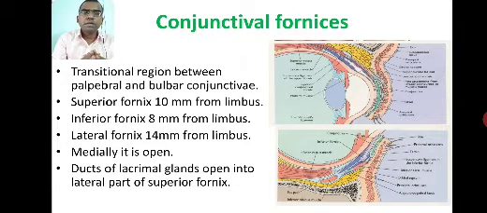So ducts of the lacrimal gland open into the lateral part of the superior fornix. In the anatomy of the lacrimal apparatus, we have discussed the path of the lacrimal structures. So there are lacrimal glands, which open into the superior fornix with the help of lacrimal ducts. These are the important structures of the fornixes.